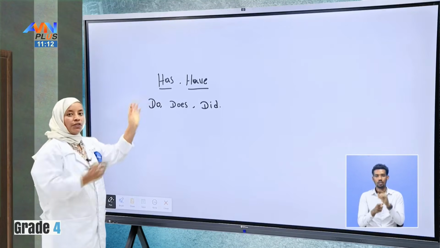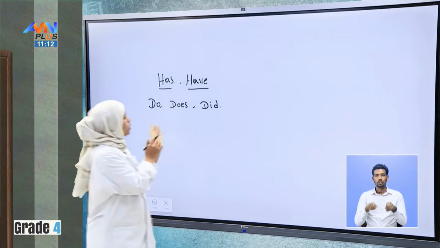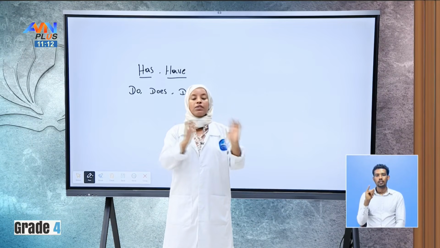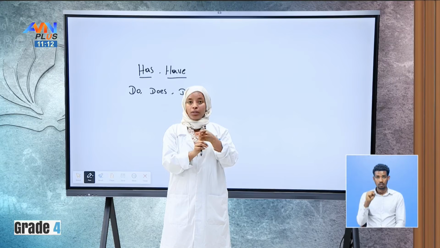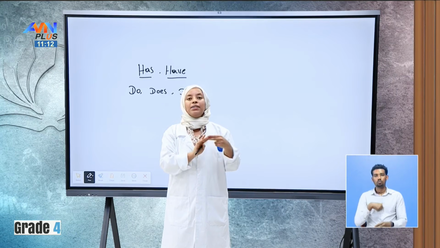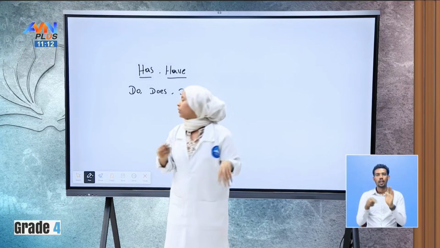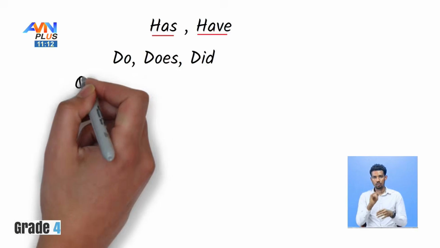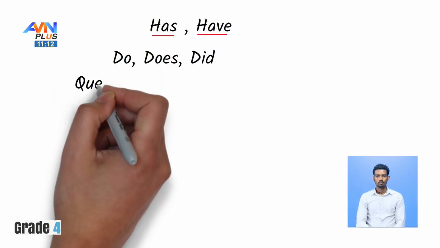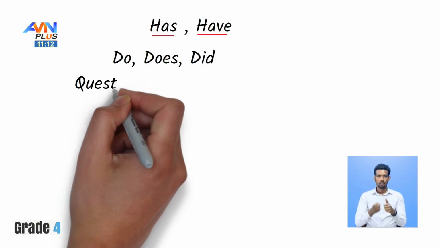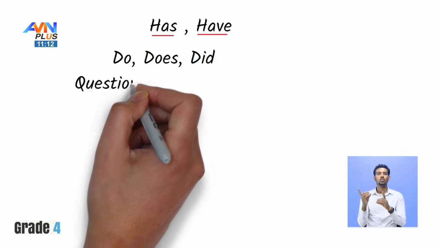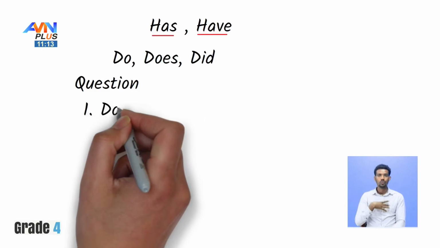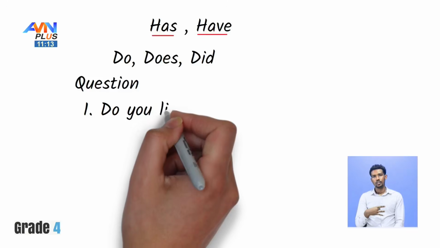Here are two different methods. When we use the verbs do, does and did as past tense, we can use them in different ways, like as a question and also to make a negative sentence. Let us see together. The first one is question. Here it is. The first one, let us use do. Do you like watching TV?